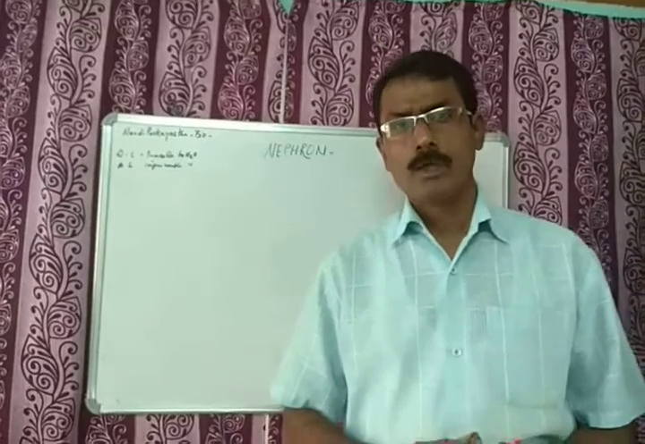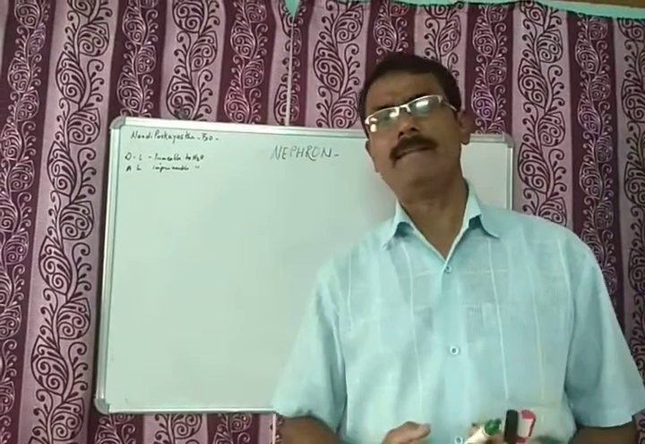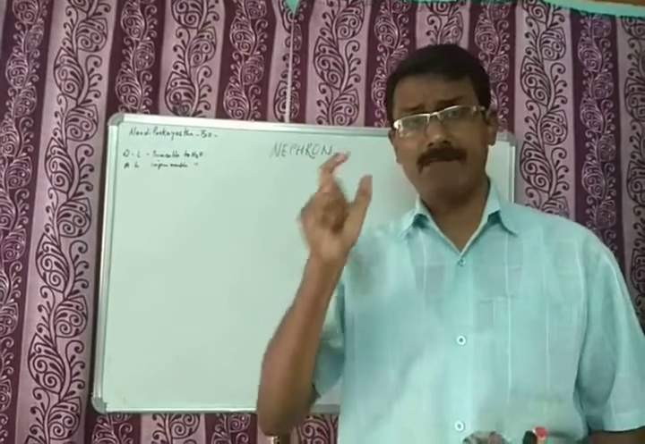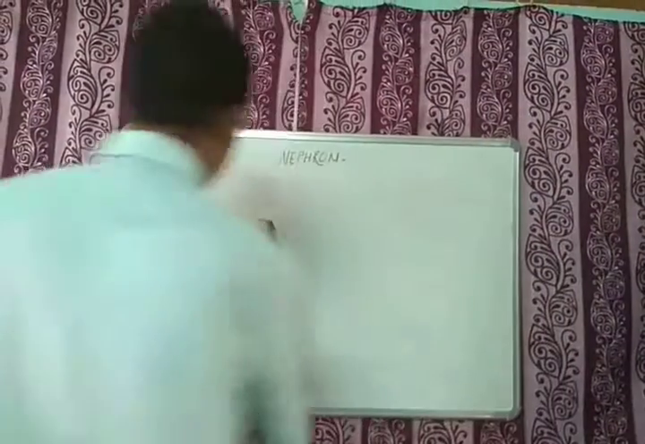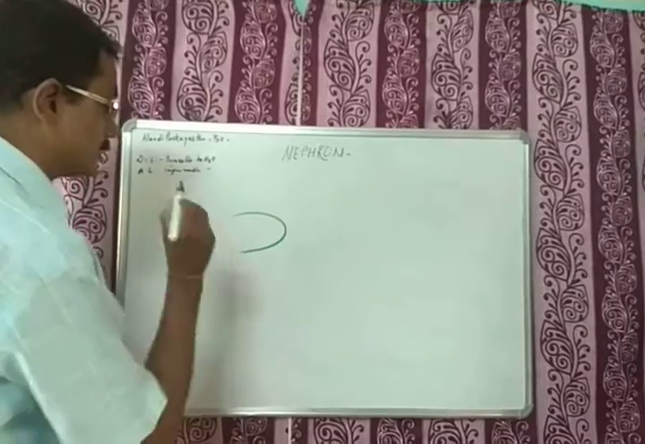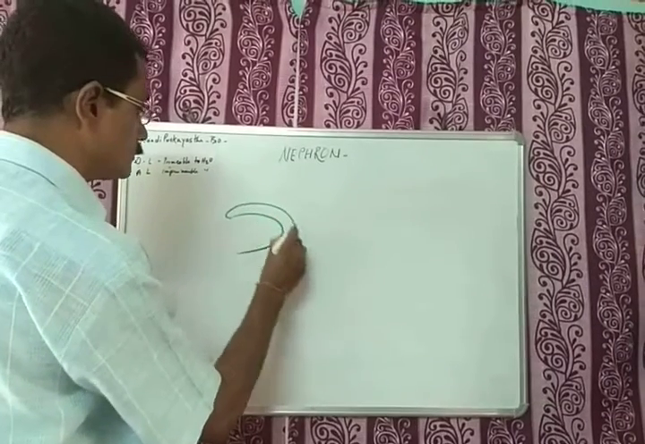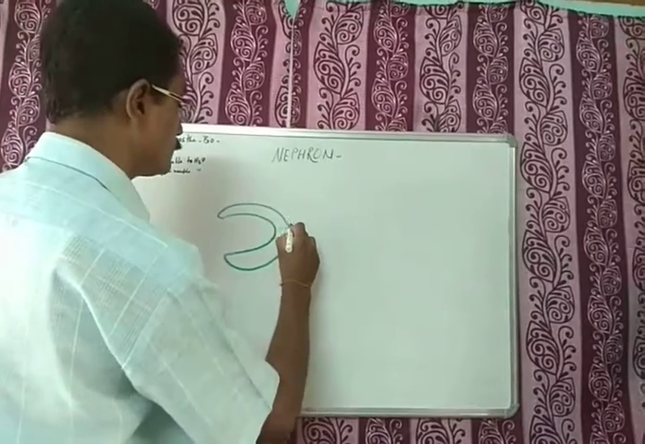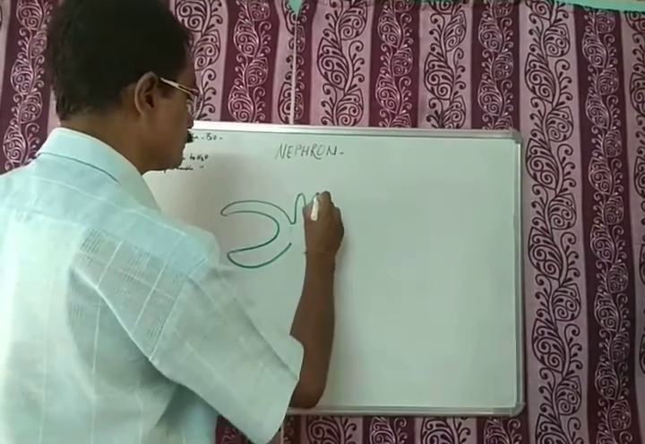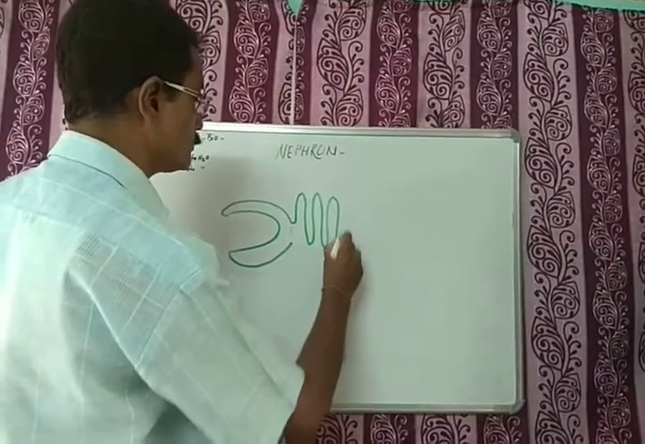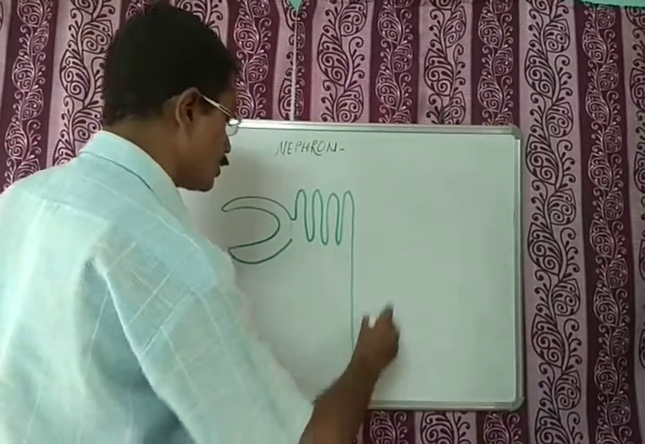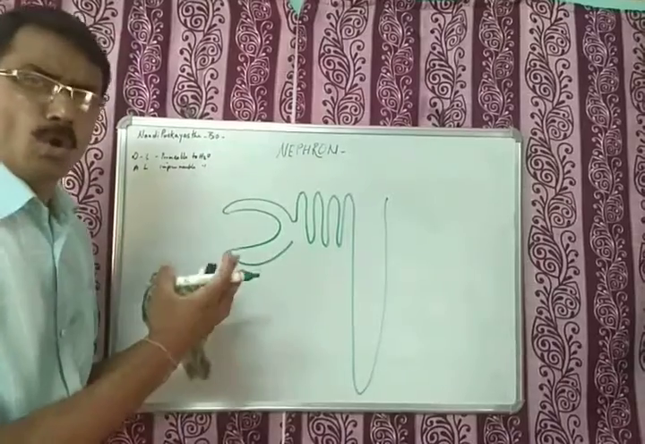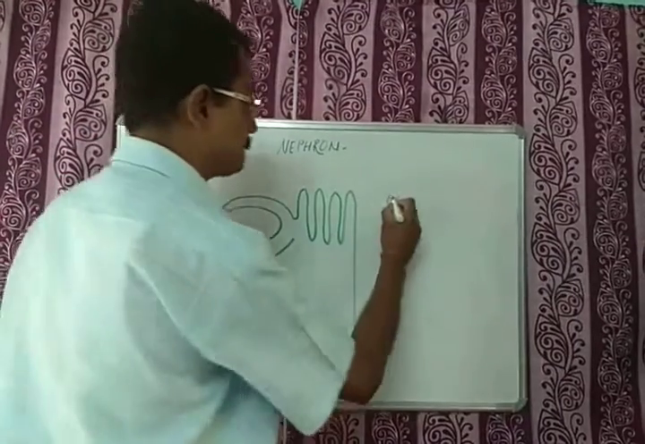Good morning, students. Today, let's learn a little about the nephron, which is the functional unit of the kidney. The nephron diagram goes like this. We have already discussed the parts. Today we will try to learn what function it does.